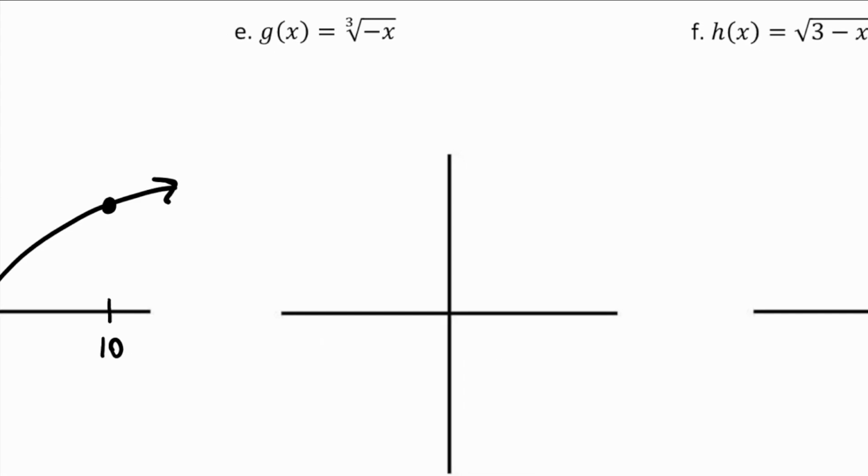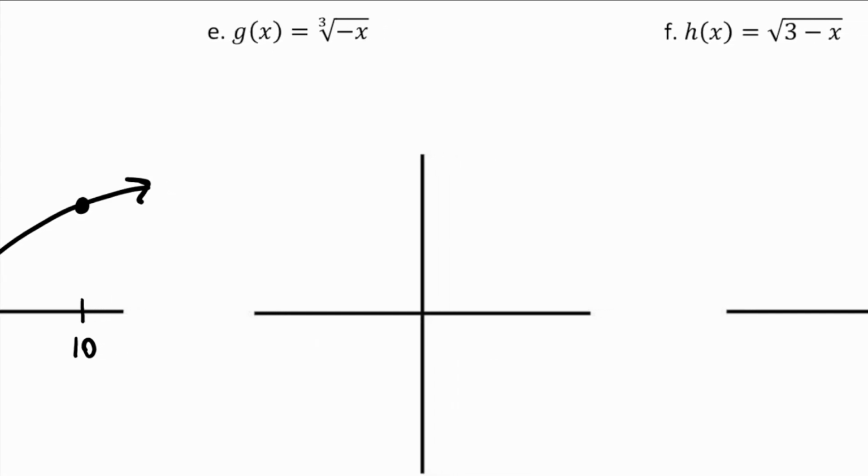The cube root of negative x. Alright, so I think you would know what to do if it was the negative cube root of x, and I am proposing that these two things are the same, but maybe by way of a radical property, right? The cube root of negative 1 is negative 1, so this is the same as the negative cube root of x. So it's going to look like regular cube root, except upside down.